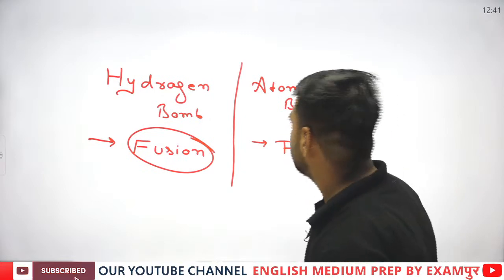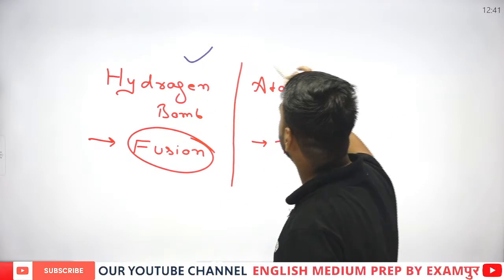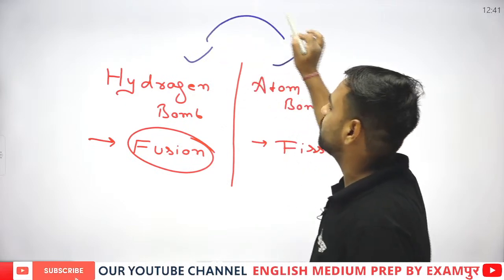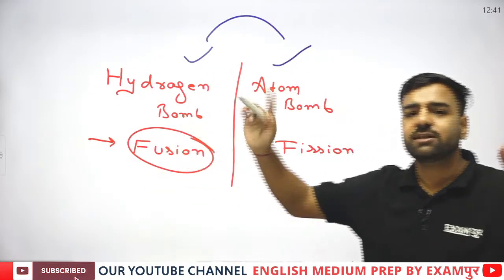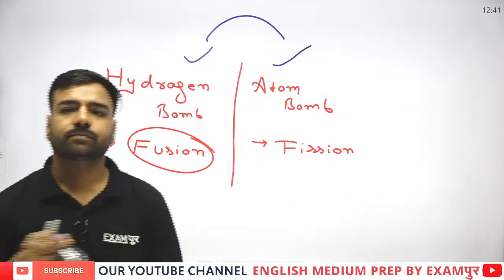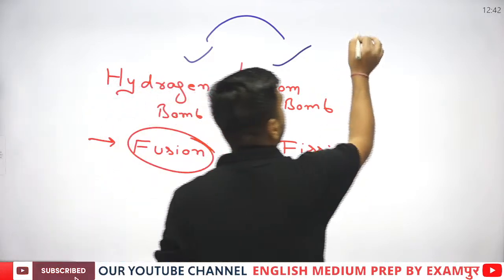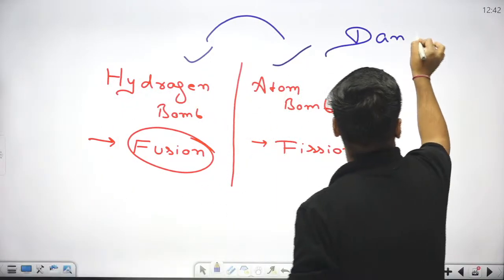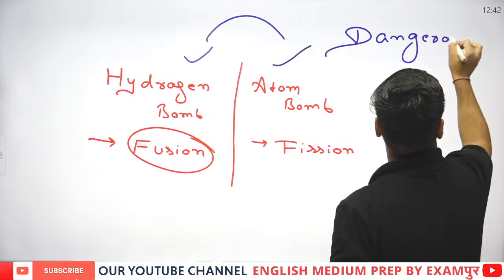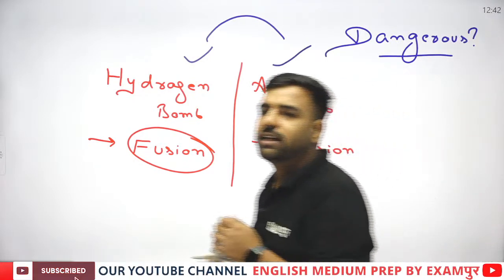Now my question is, which one is more dangerous? Is it hydrogen or atom bomb? It is also asked in the examination. Answer please. Which one is more dangerous? I'll just write the question. Which one is more dangerous? And with what potential, that I'll explain.